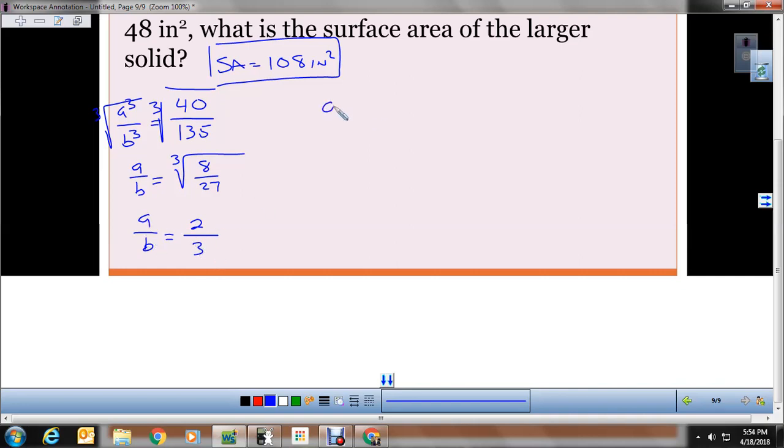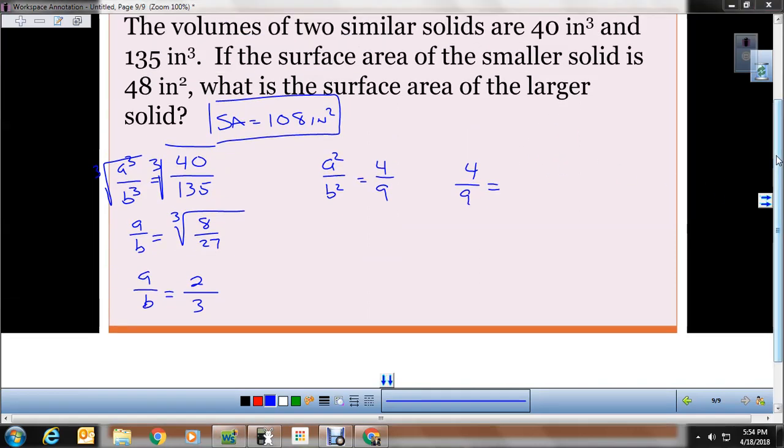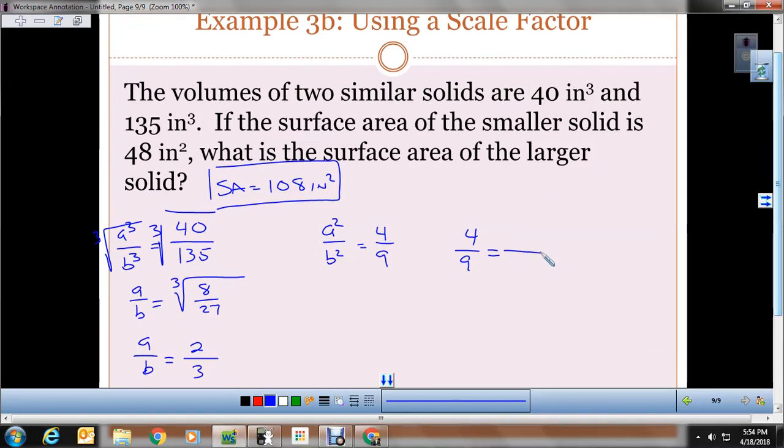So we're going to use the a squared over b squared, which is going to be 2 squared, which is 4, and 3 squared, which is 9. So that's our ratio of our areas. And now we're going to use the ratio of our areas in our proportion to find our missing area. I'm going to put our division line. If the surface area of the smaller solid is 48, what is the surface area of the larger? So 48 would be the smaller, 4 is smaller than 9, so it goes on top, and we put x on the bottom.